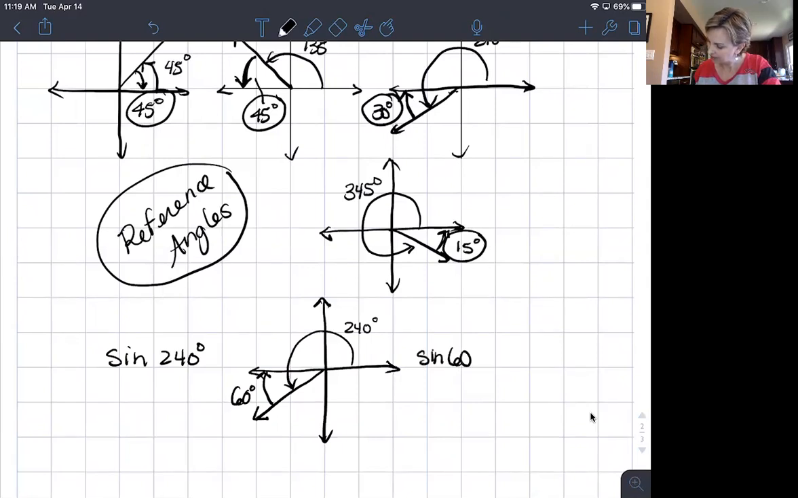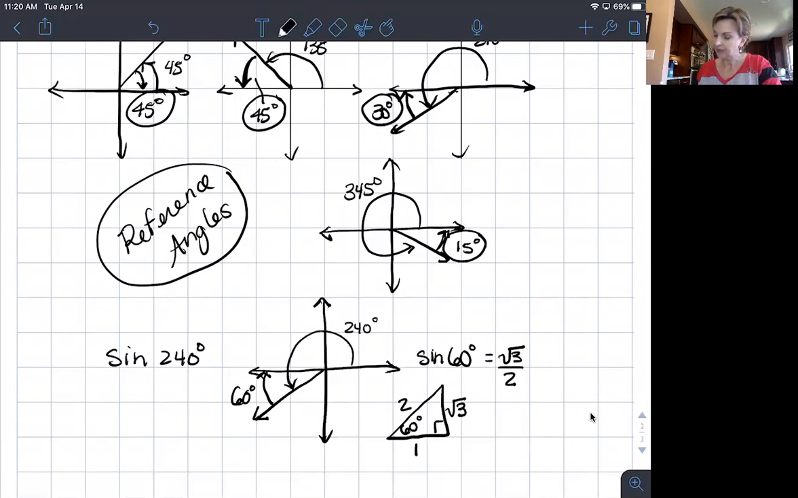Okay, so what is the sine of the reference angle? What is the sine of 60 degrees? Well, let's remember our 60-degree angle, right? Our 30-60 triangle. This would be 1, 2, and the square root of 3. So what's the sine of that 60-degree angle? Well, it's opposite over hypotenuse. So that's the square root of 3 over 2.